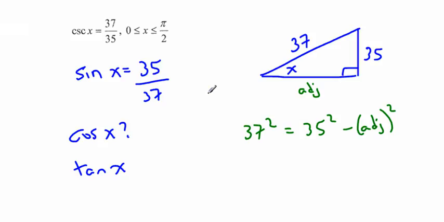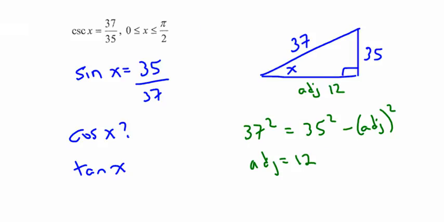Yes. So I find that the adjacent side is exactly 12 units. If it was a decimal, I would write it as a square root. I wouldn't use the actual decimal, I would use a root sign. So I know that the adjacent side is 12.